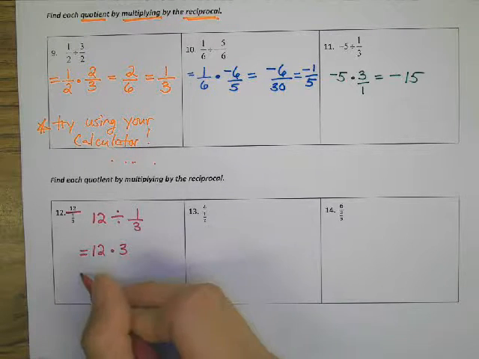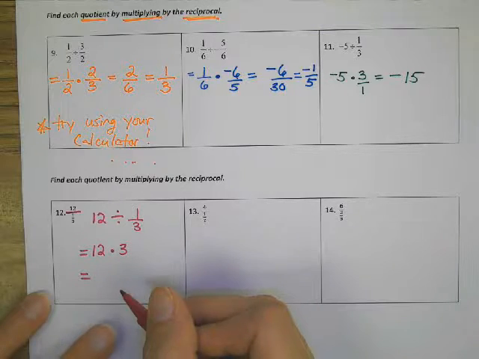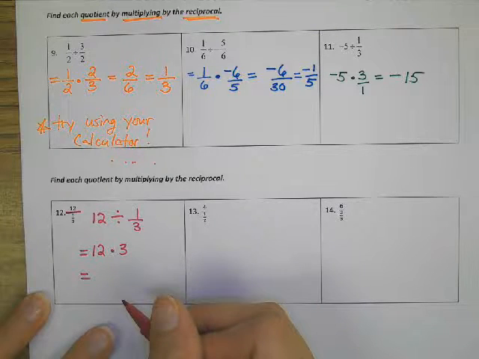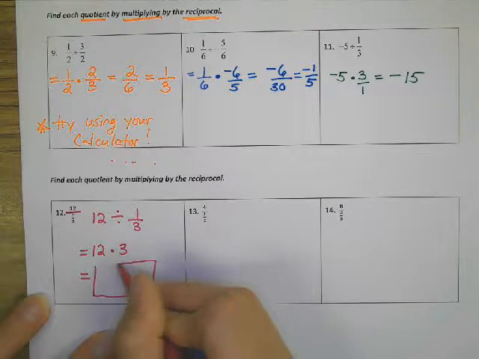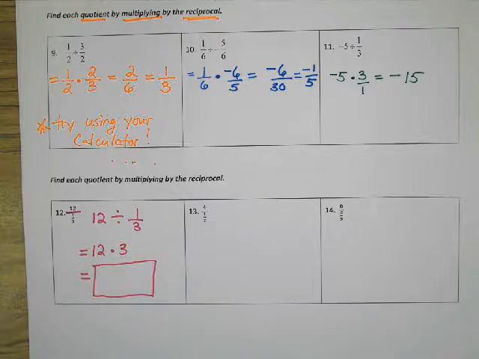If you need to use your calculator, but put your answer right here. Put it right there. I'm going to walk around and check your work. Make sure you're doing it. Okay, number 13. Let's find the big divide bar.